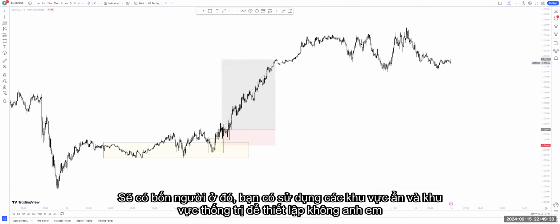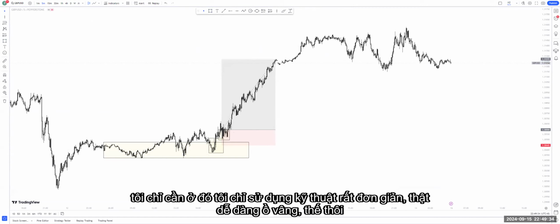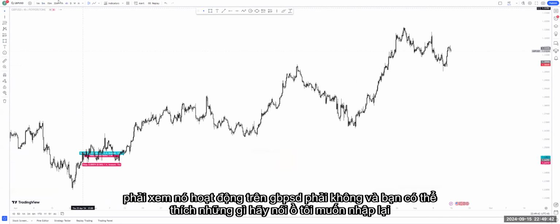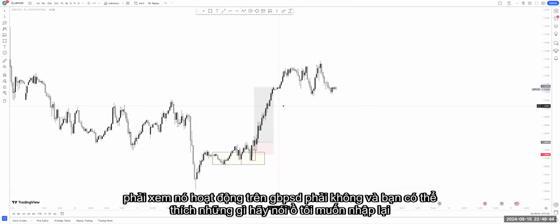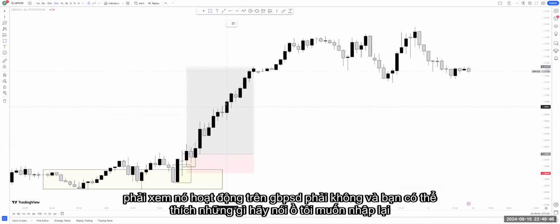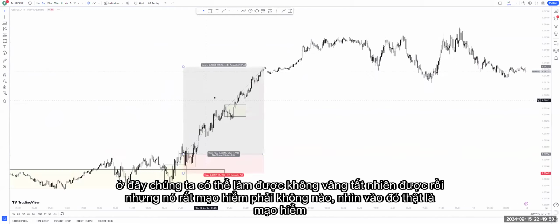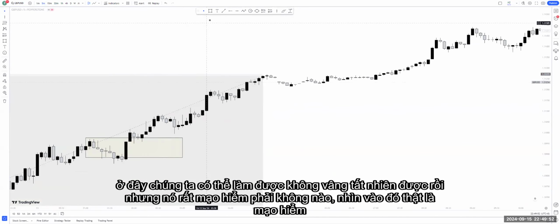Do you use hidden zones and dominant zones for setup? No, brother. I just use a very simple technique, which is easy. That's it. See, it works on GBPUSD. And you might say, I want to re-enter over here. Can we do it? Yes, of course. But it is risky.